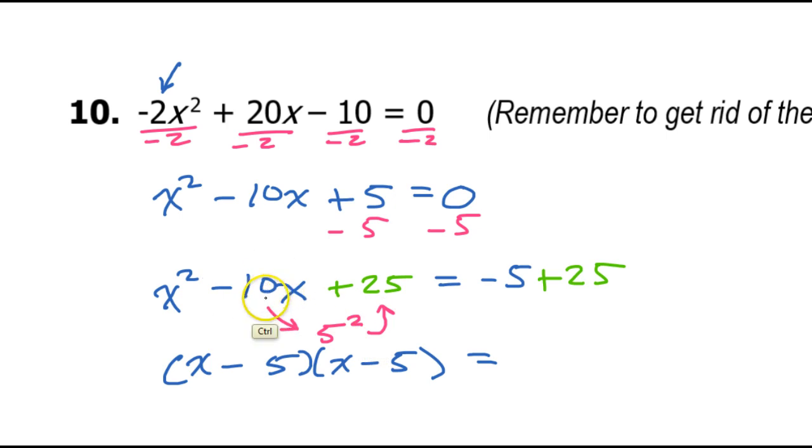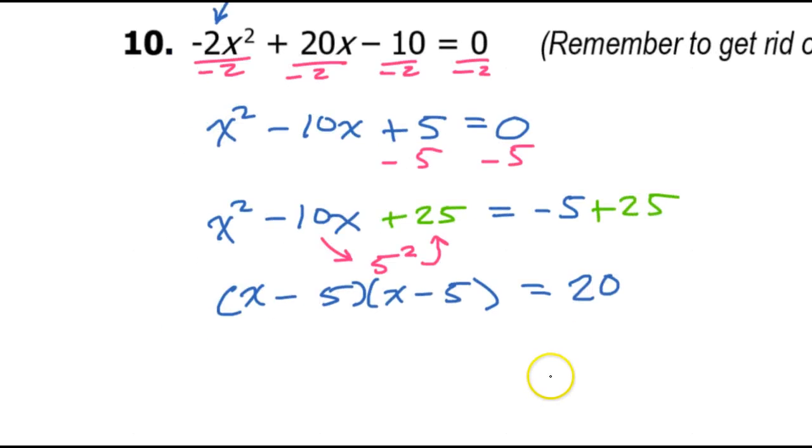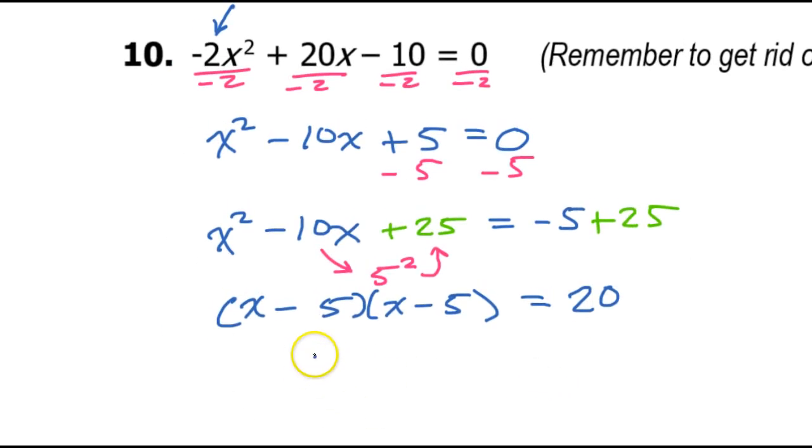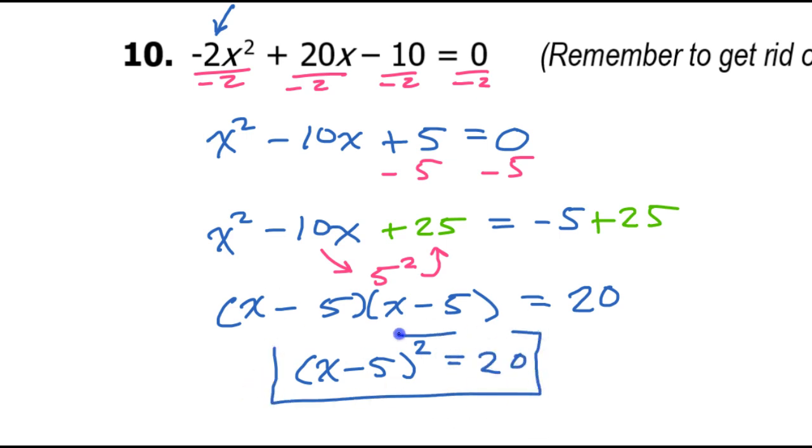As a shortcut, you could just look at the number that you're squaring. See how we did half the middle, and that was 5? That number shows up in the parentheses. Anyway, this is going to equal 20. So the final answer for number 10 is going to be x minus 5 squared is equal to 20. Okay, that's the final answer for number 10.